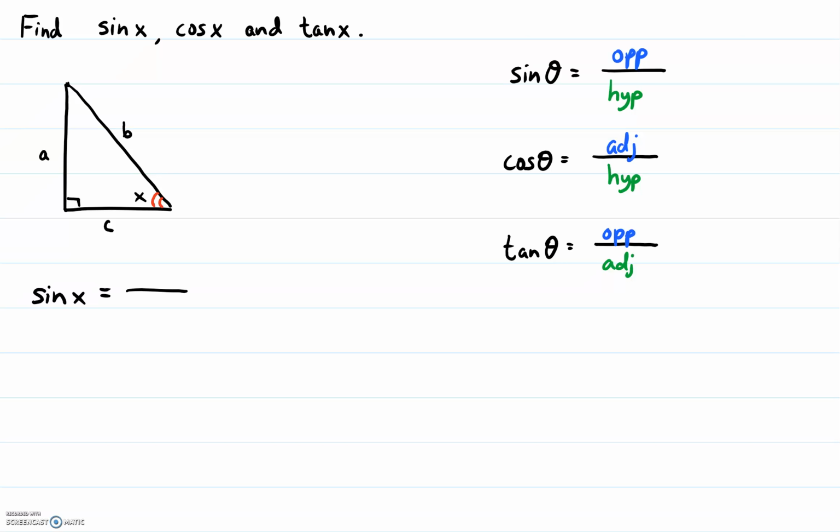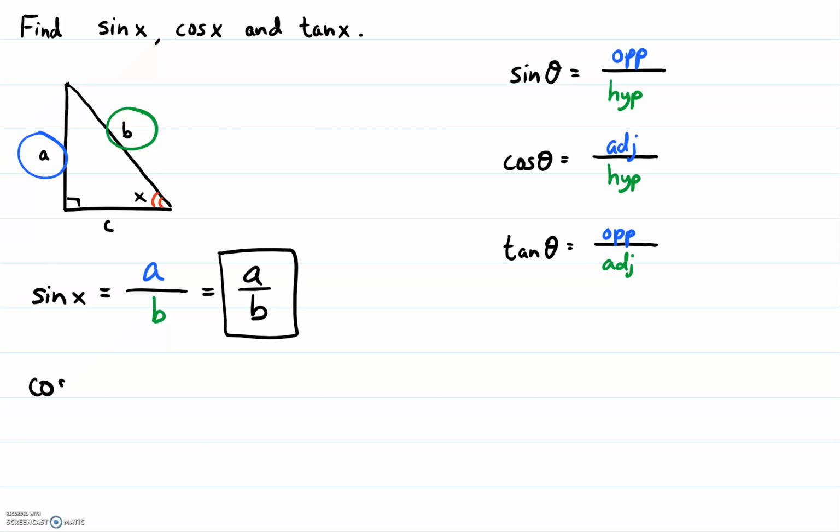So the opposite of x is just going to be the side that's directly across from the x, whatever the angle is. So it's going to be a in this case, and the hypotenuse is going to be, of course, the longest side, or the one across from the right angle, and that's going to be b. And so, of course, we can't simplify this, so sine x is equal to a over b, and that's our answer for that one.